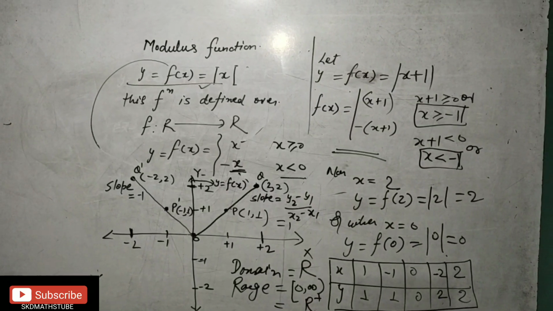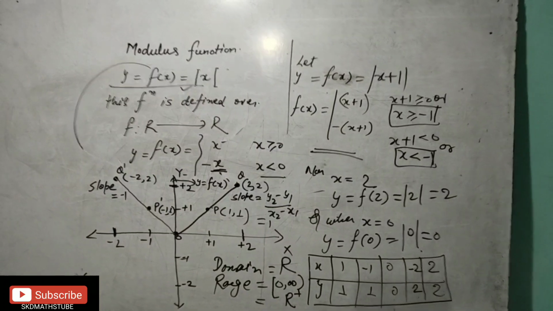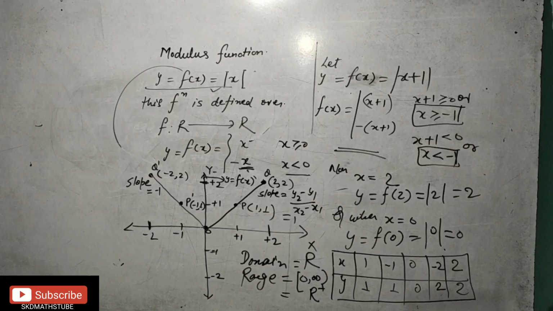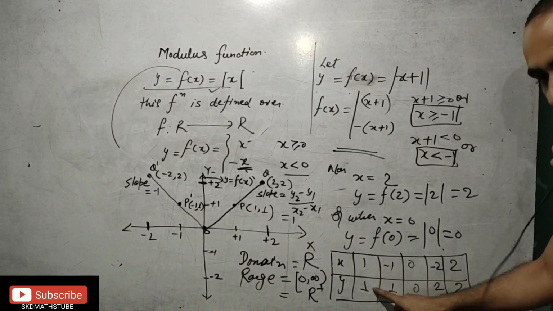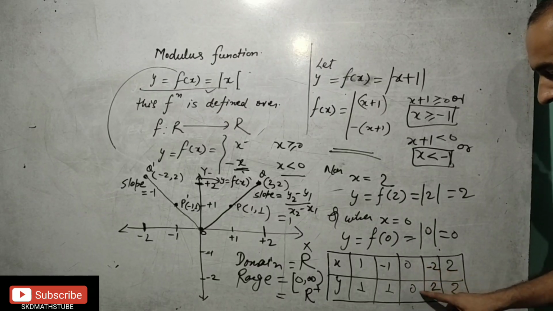Oh, you are not watching. You can see here. Actually, I will explain again here, because of this board issue. Here, when x is already plus 1, y is already 1. When x is equal to minus 1, y is 1. When x is 0, y is 0.